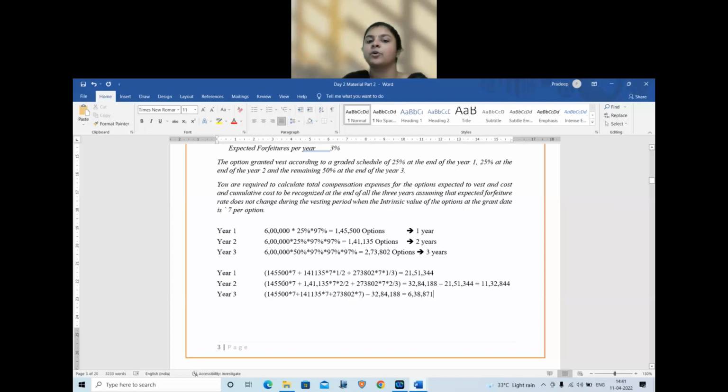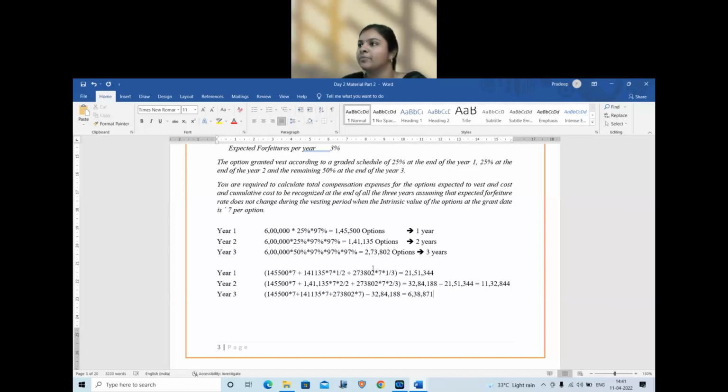Here, year on year, if you do, for the second year you have to take 1 by 2, 1 by 3, and for the third year take only one value. Here in this question answers will match, but not in all other questions. Especially if you have a lapse question, answers will not match. So it is better to go by the cumulative approach. Okay, right? So this summarizes employee stock options.